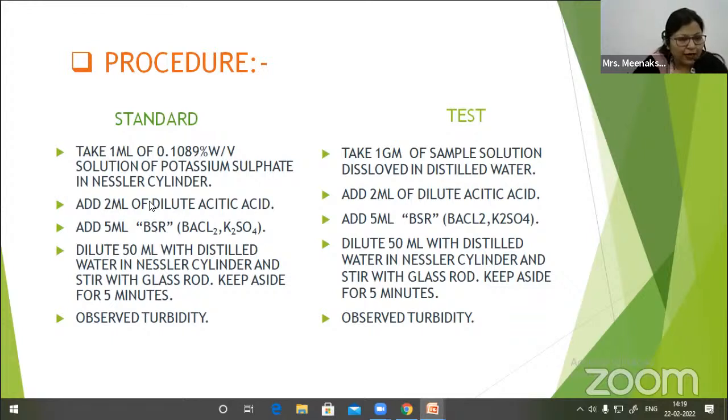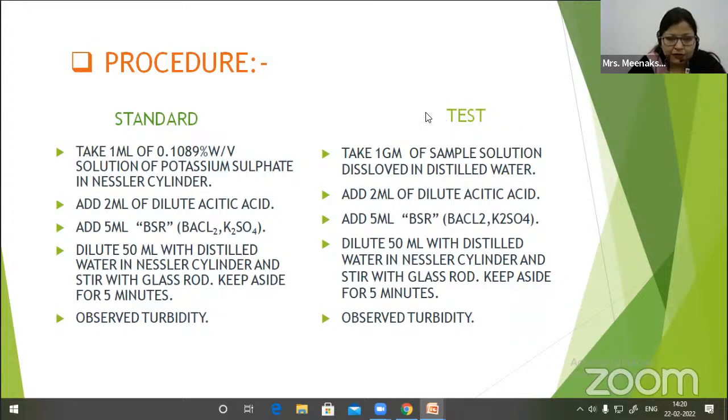After adding the dilute acetic acid or the sulfuric acid, we add 5 ml of BSR reagent, in which barium chloride actually reacts. To this Nestle cylinder, we add 50 ml of distilled water. Stir it with a glass rod and keep it aside for 5 minutes. We observe the turbidity after 5 minutes.